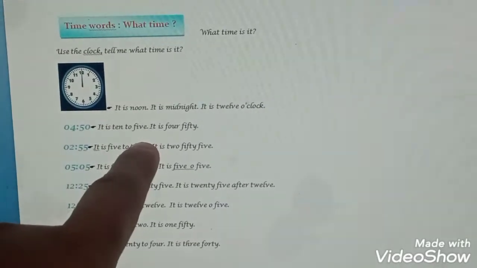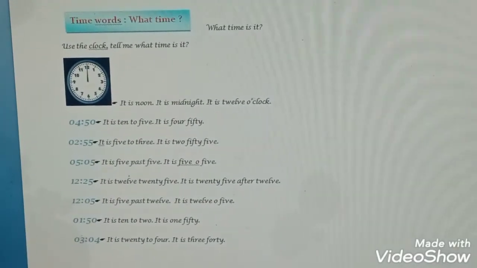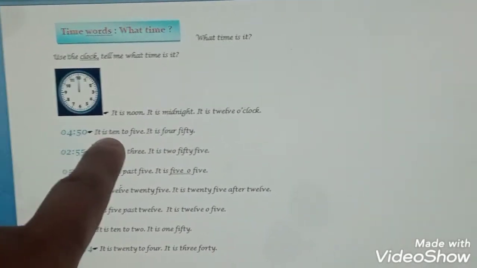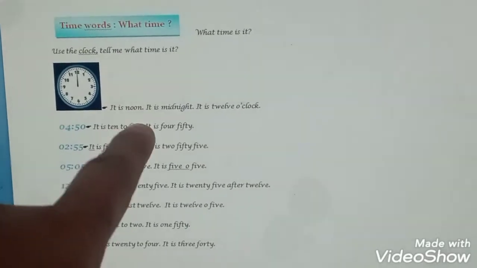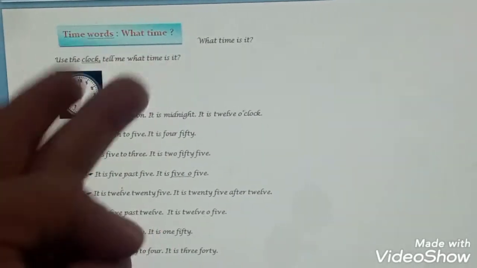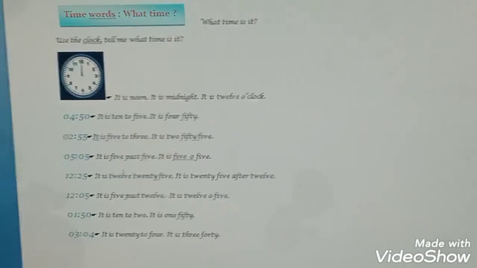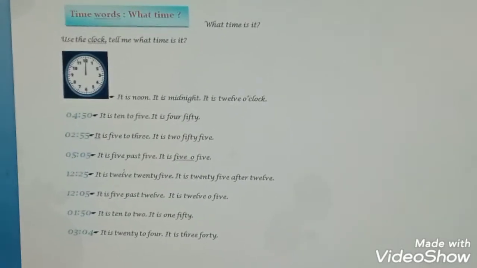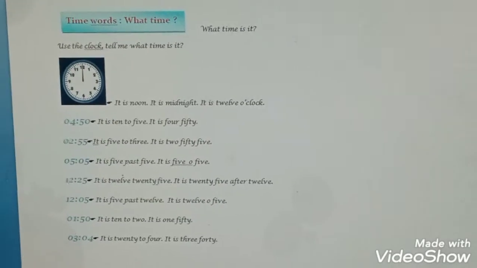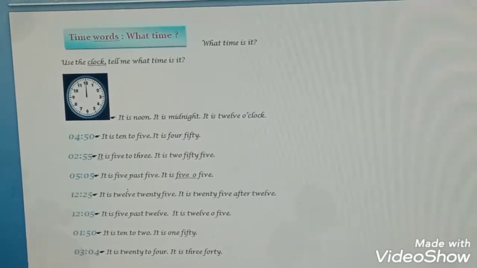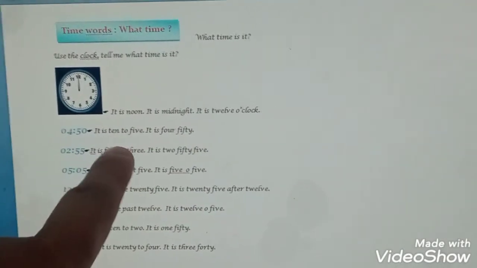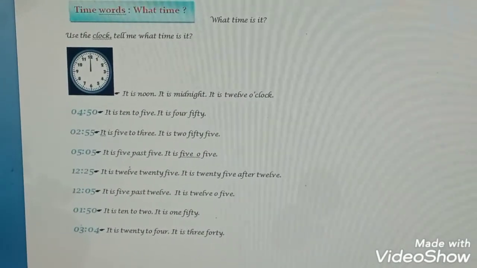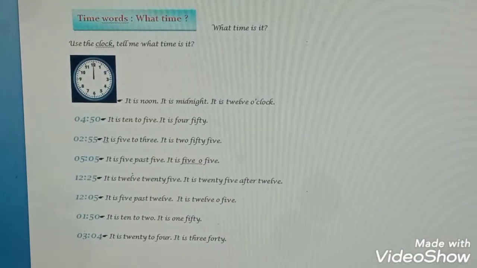It is 10 to 5. 5 غير 10. هنا عندنا في اللغة الإنجليزية نعكسوا الدقائق. نبدأ بالدقائق ومن بعد بالساعات. بس لازم نكونوا نعرفوا كيف نقراها باللغة العربية دارجة تاعنا. 2, عندنا it is 5 to 3, أي 3 غير 5. It is 2:55. It is very simple. عندي it is 5 past 5. 5 و5.